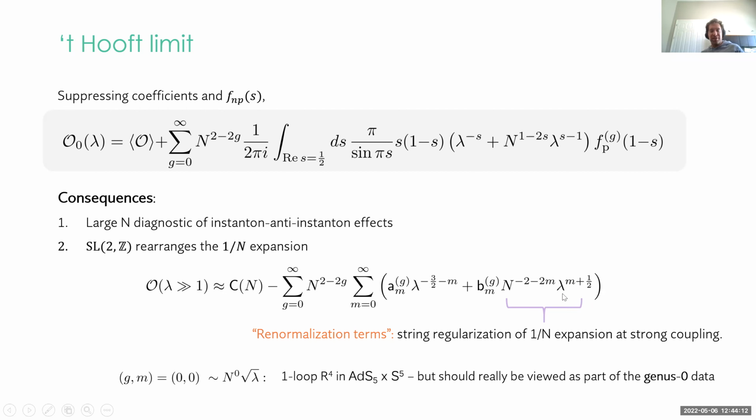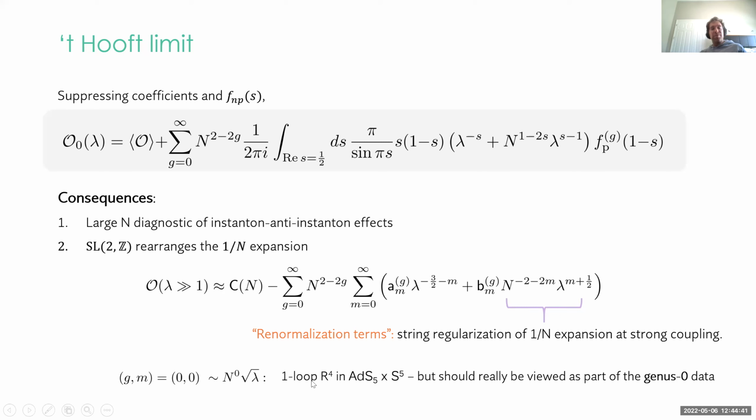But it turns out that this is natural in the context of strong coupling and AdS/CFT. You should think of these as a kind of renormalization of the sort of leading tree level genus 0 action. So for example, in the bulk, there's a one loop R to the fourth term in AdS5 times S5. And if you translate the scaling of that term into field theory variables, you find this. So this is just the genus 0 m equals 0 term here.